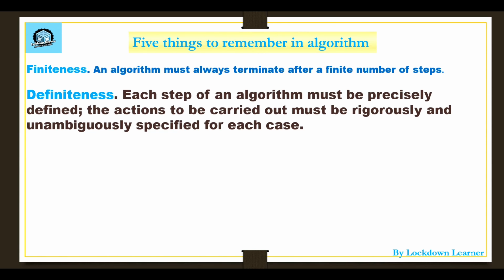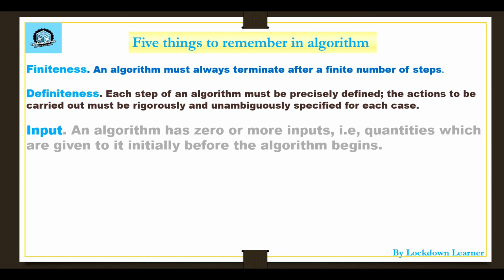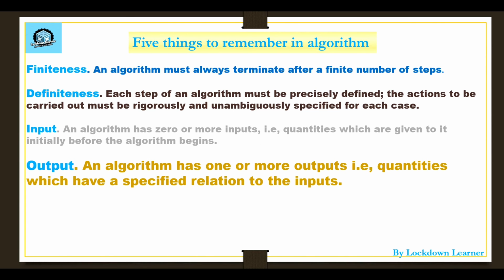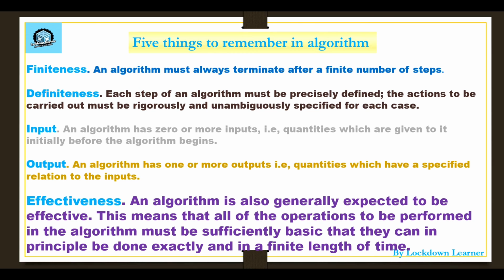And next we have input. An algorithm has zero or more inputs, that is, quantities which are given to it initially before the algorithm begins. And then we have output. An algorithm has one or more outputs, that is, quantities which have a specified relation to the input. And last we have effectiveness. An algorithm is also generally expected to be effective. This means that all of the operations to be performed in an algorithm must be sufficiently basic that they can in principle be done exactly in a finite length of time.